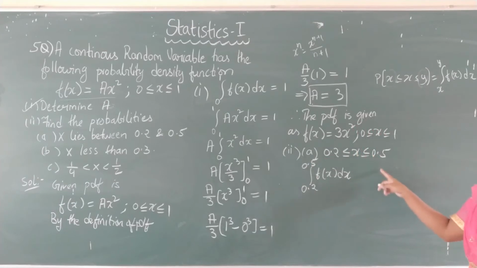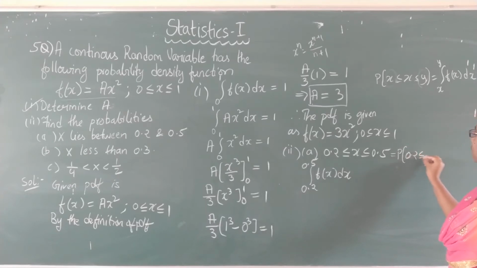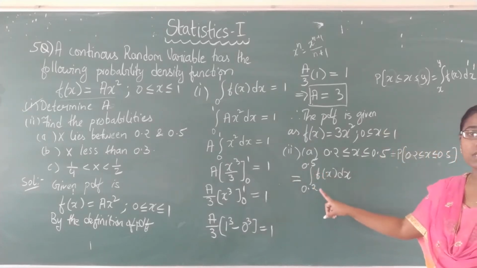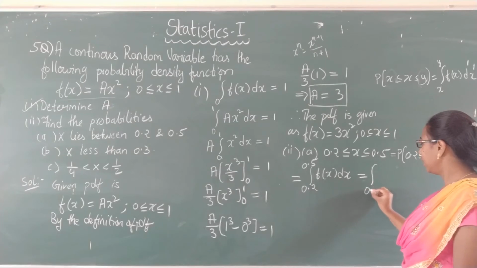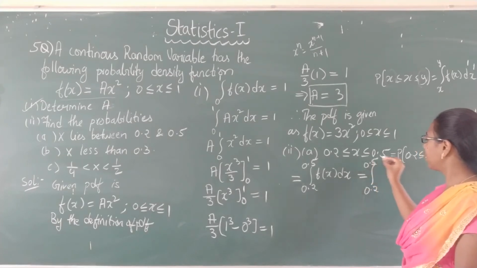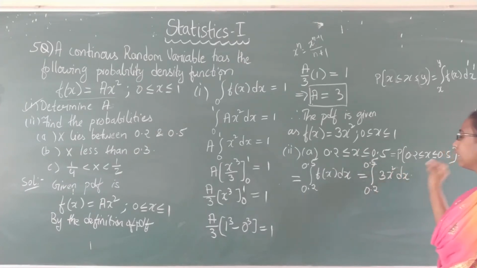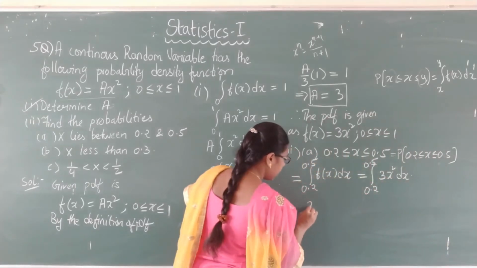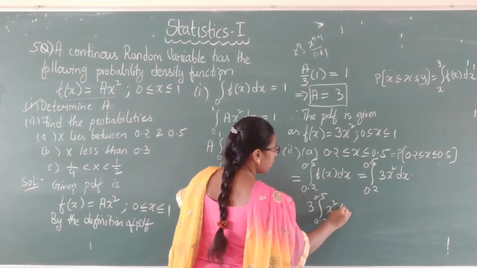X lies between, this means how will you write this one? Probability of 0.2 less than or equals to x less than or equals to 0.5. So this is equals to integral over 0.2 to 0.5 f of x dx, which is equals to integral over 0.2 to 0.5. What is f of x value? 3 into x square dx. Now apply the integration. Here 3 is constant. So 3 times integral over 0.2 to 0.5 x square dx.